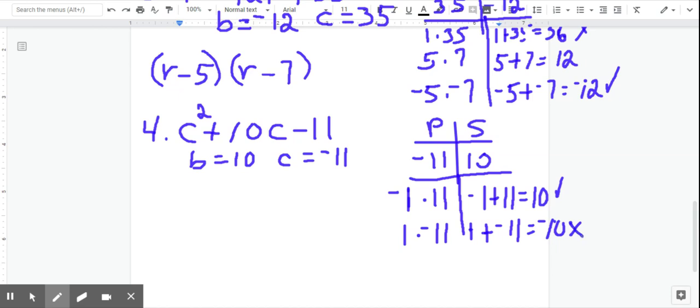All right, so now I go over and I put my parentheses. I break up my first term, and I put the numbers in from the table. These that worked, remember. So negative 1 and positive 11. Negative 1 times 11 is negative 11. Negative 1 plus 11 is 10. They multiply to the last number and add to the middle number.